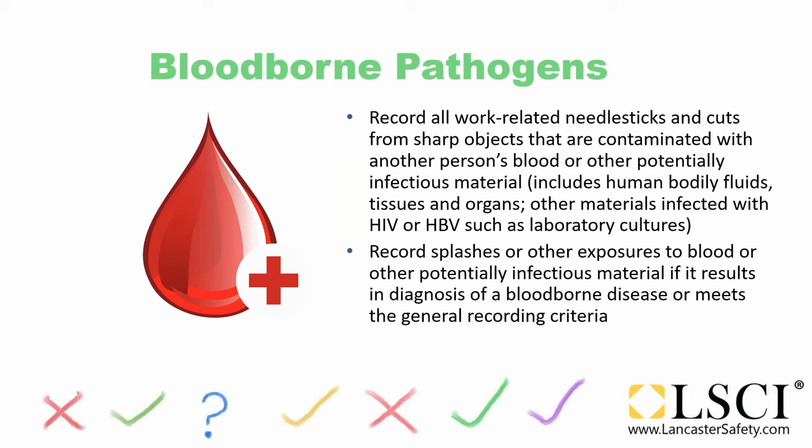The sharps log must contain, at a minimum, information about the injury, the type and brand of device involved in the injury, if known, the department or work area where the exposure occurred, and an explanation of how the incident occurred. The 300 log must be recorded and maintained in such a manner to protect the confidentiality of the injured employee and listed as a privacy case.